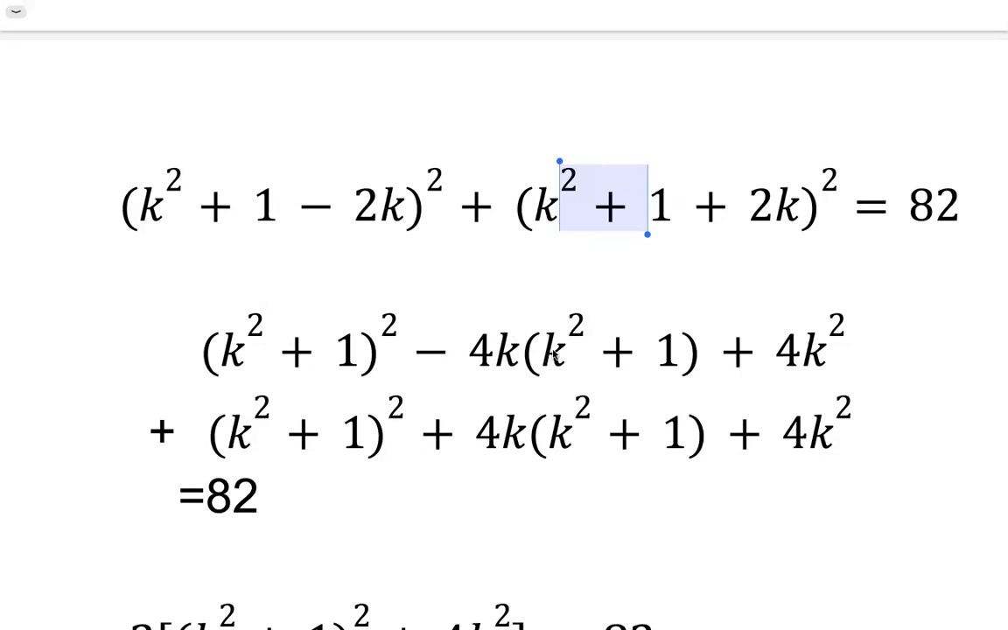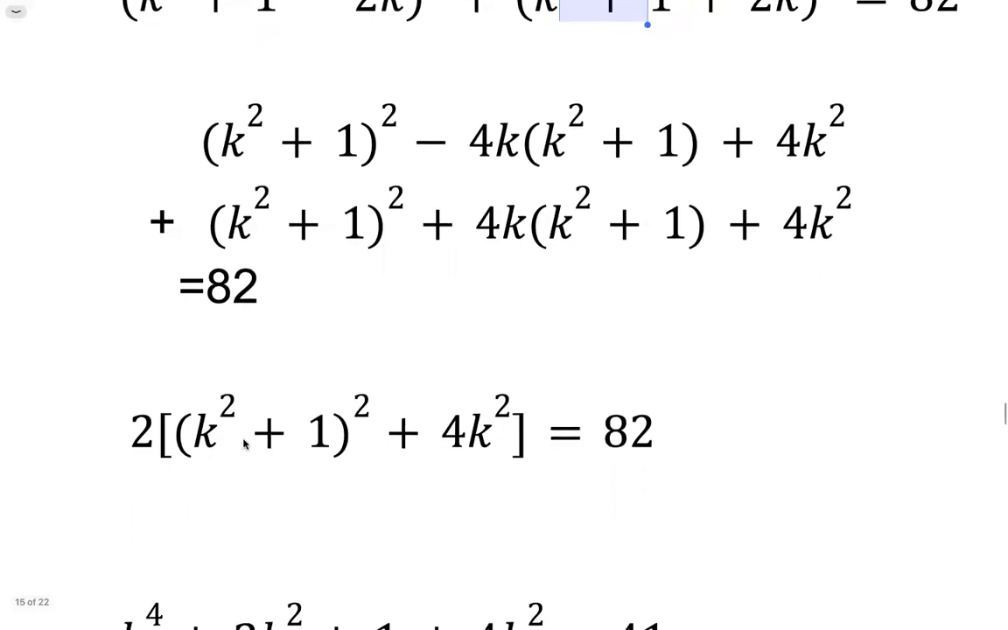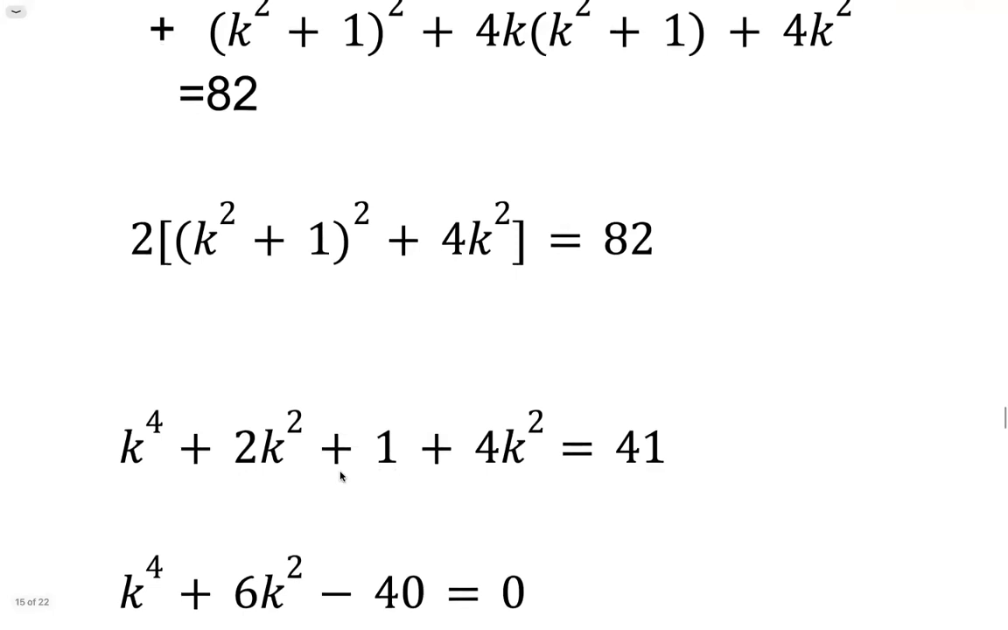Now you see when I add those two, the middle terms cancel. I have negative 4k times k squared plus 1 and positive 4k times k squared plus 1. Those two add to 0. Now the equation is simplified to 2 times k squared plus 1 squared plus 8k squared, because I have 4k squared plus 4k squared. I can factor out 2: k squared plus 1 squared plus 4k squared equals 82. Now I can divide by 2 on both sides.